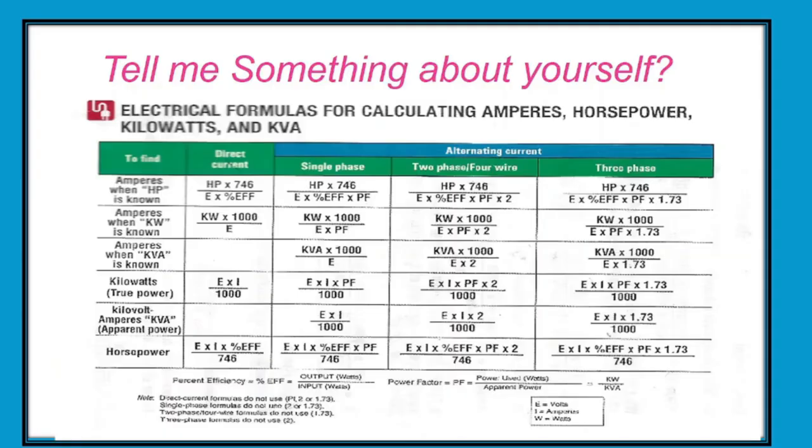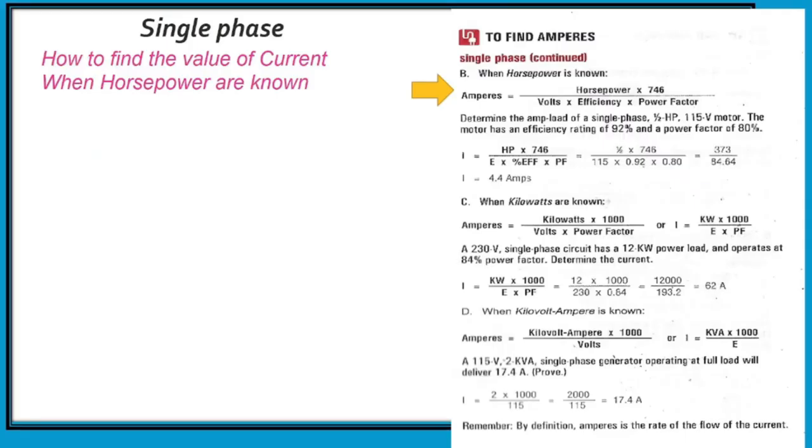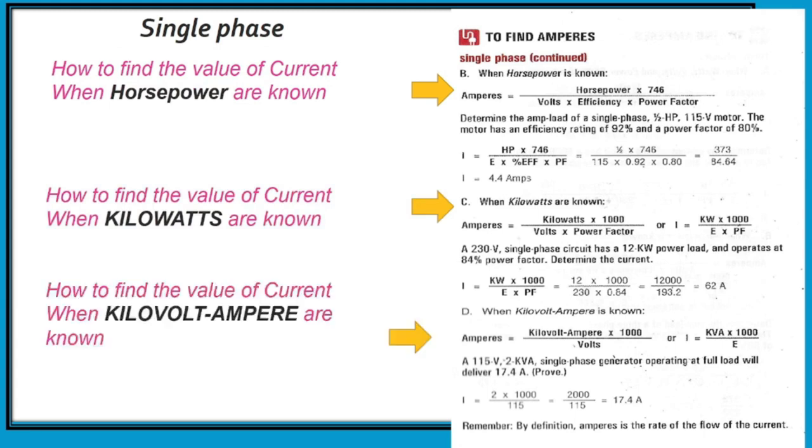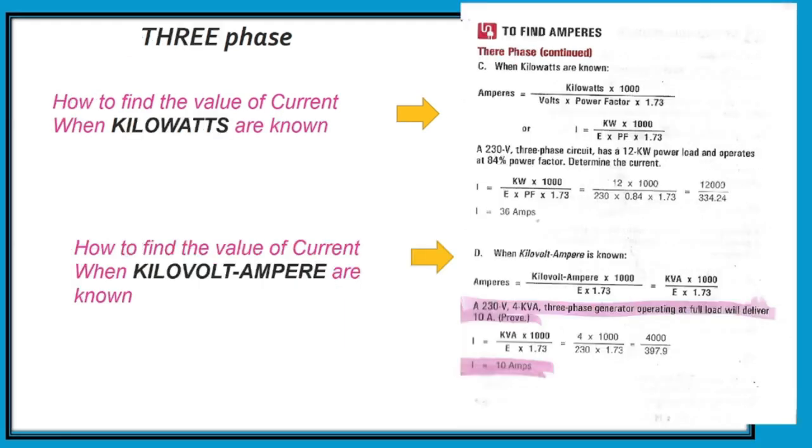The next one is electrical formulas for calculating amperes, horsepower, and kilowatts. We have an example here of how to find the value of current. Look at it, just pause the video. And to find the current with known kilowatts. And to find the value of kilovolt-amperes, this is for single phase. And this one is for 3-phase. The only difference between single phase and 3-phase is the square root of 3.